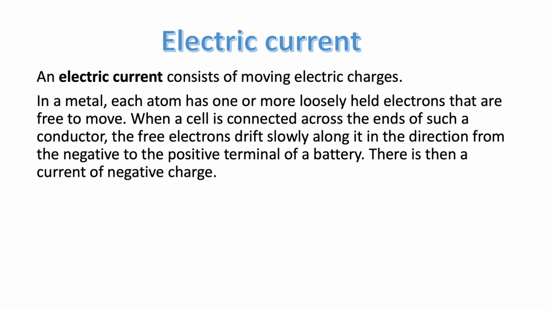Electric current. An electric current consists of moving electric charges. In a metal, each atom has one or more loosely held electrons that are free to move. When a cell is connected across the ends of such a conductor, the free electrons drift slowly along it in the direction from the negative to the positive terminal of a battery. There is then a current of negative charge.